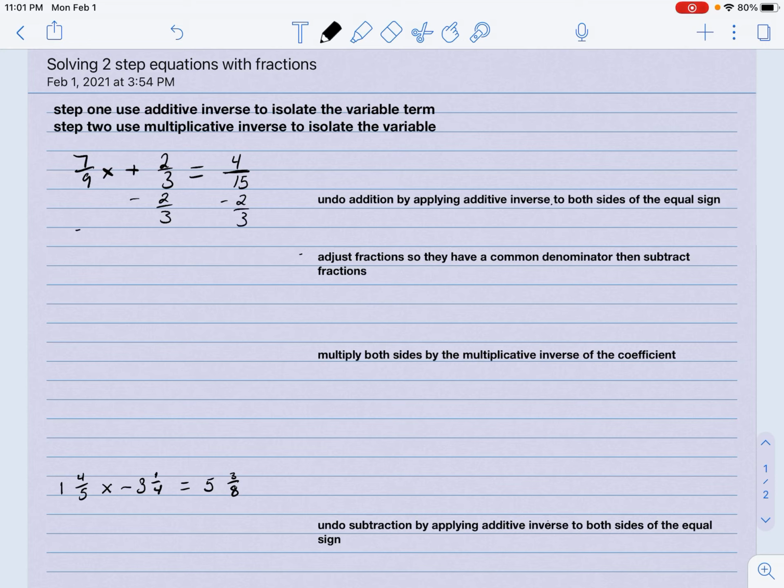So we minus 2/3 from both sides. Okay, that leaves us with 7/9 times x equals 4/15 minus 2/3. We need a common denominator, so we have to adjust this fraction here, multiply it by 5, which is going to give us 4/15 minus 10/15.